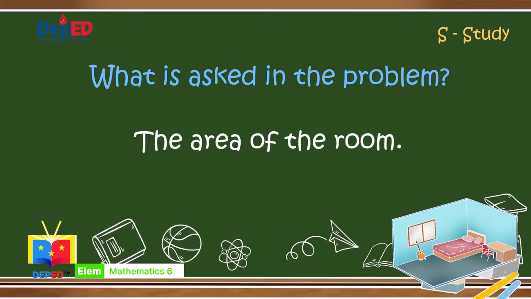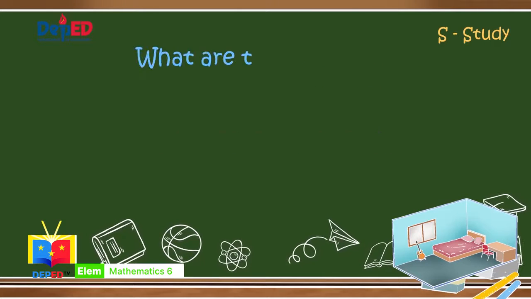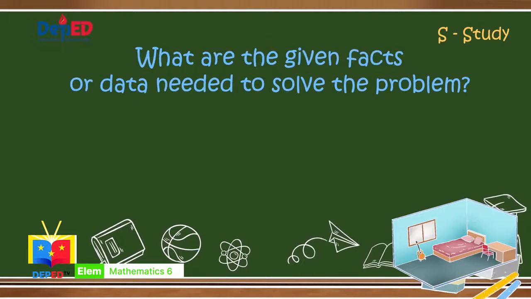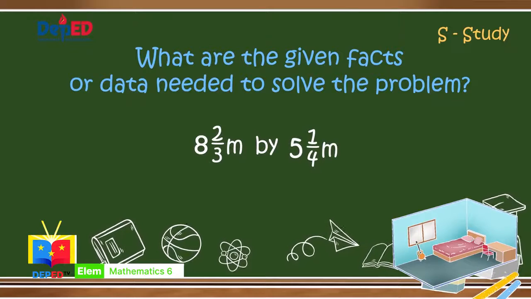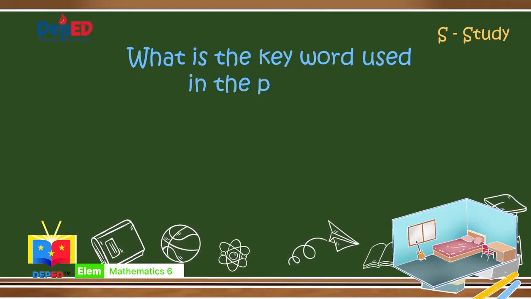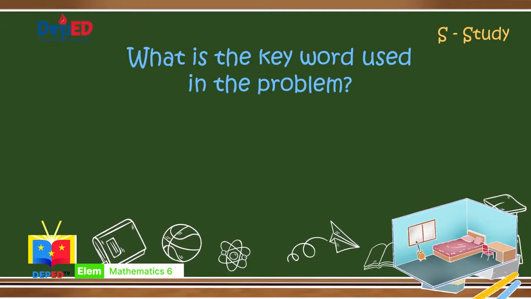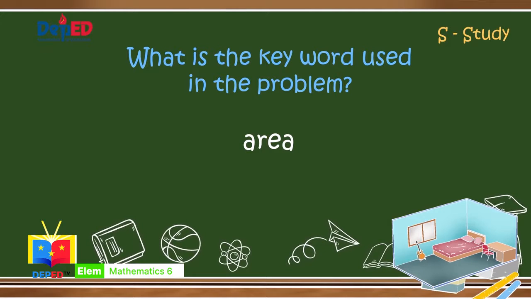Correct. The area of the room. Second, what are the given facts or data needed to solve the problem? You got it. 8 2/3 meters by 5 1/4 meters. Third, what is the keyword used in the problem? Wow, you are right. Area is the keyword.